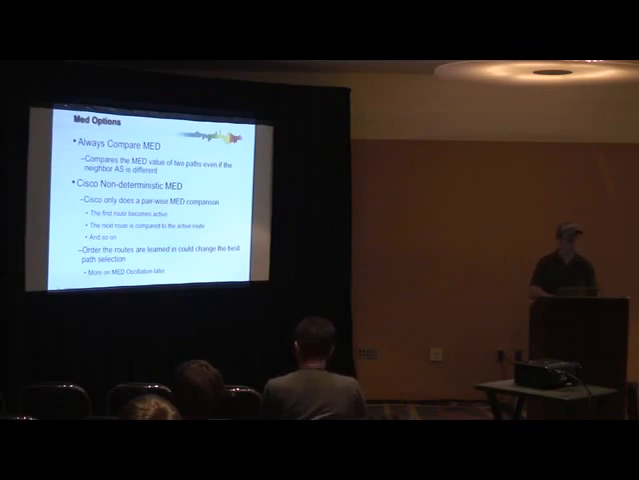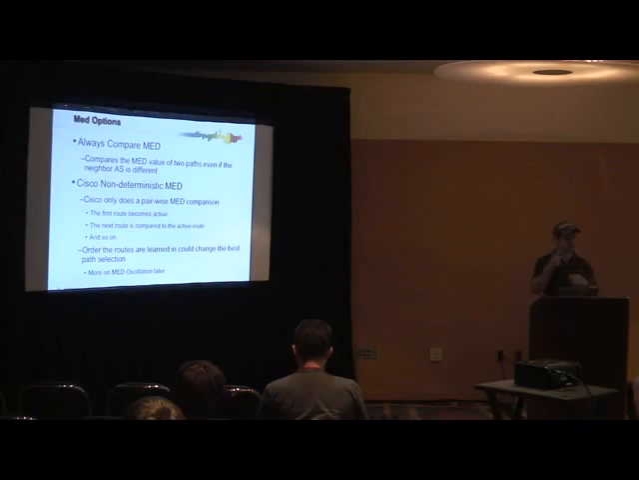There's always-compare-MED. In this case, you will make a MED comparison between two routes, even if the neighboring AS is different. There's also Cisco non-deterministic MED. Cisco does this pairwise route selection. It takes the first route and makes it best, and then it takes the second route and compares that to the first route. If the second route is better, that becomes the new best. And then if there's a third route, it compares the third route to the second route.